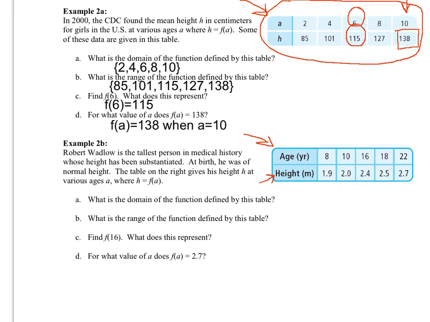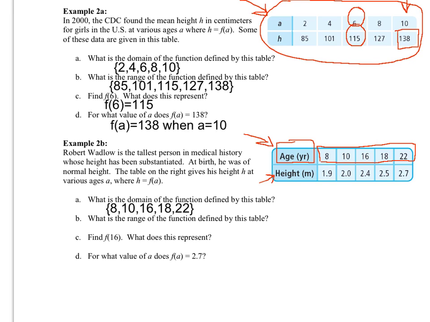Okay, part A. What is the domain of the function defined by this table? Well, the domain is the independent variable. In this case, it's the age in years. So it's going to be 8, 10, 16, 18, and 22. You can see I wrote it there with the braces, so a brace, and then 8, 10, 16, 18, and 22, and then a closed brace. Those are all the values for age up here on the table.